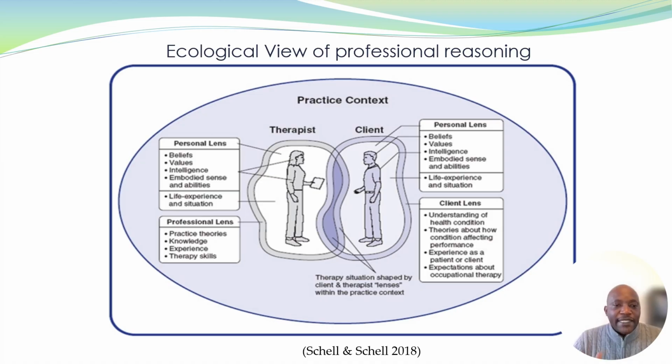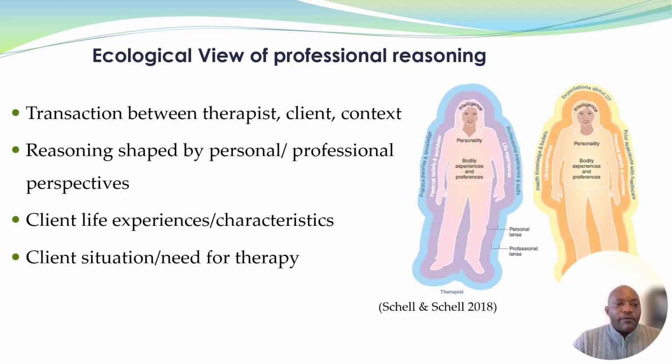That image there is just sort of summing up what I was talking about, and this is presented by Shell and Shell as the ecological view of professional reasoning, where there's the practice context, there's the therapist with their personal lens and professional lens, and then there is a client with their professional lens and their client's lens. So when we're using pragmatic reasoning, we are taking into account this transaction between the therapist, the client, in their context. And the reasoning is shaped by our personal as well as our professional perspectives. The reasoning is also shaped by the client's life experiences, the characteristics of the client, as well as the situation that they are in. So that's pragmatic reasoning.